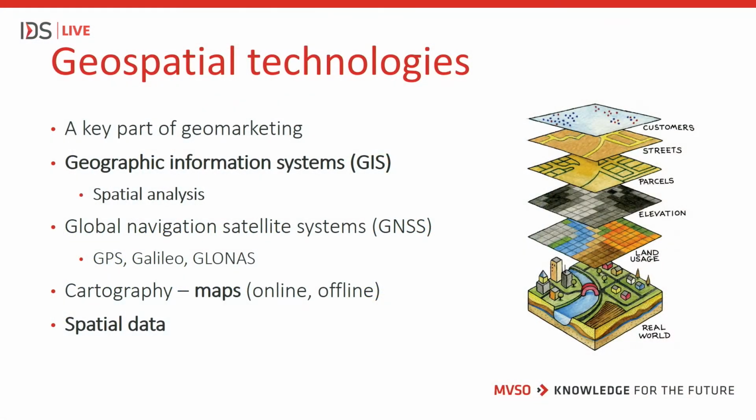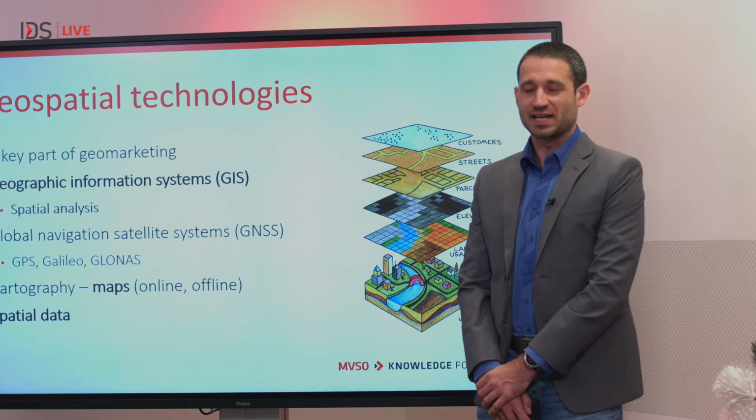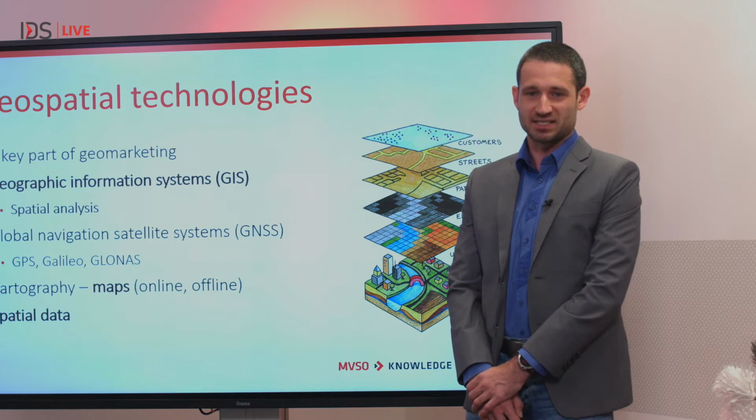A key part of geomarketing are geospatial technologies, especially geographical information systems, which are based on different layers that are overlaying. You can see this principle on this picture, on this slide. This is the main or key part of all maps and all geospatial analysis. Additionally, what is also very important are spatial data. Without data, geomarketing or GIS cannot work. Without data, you wouldn't be able to do any analysis.